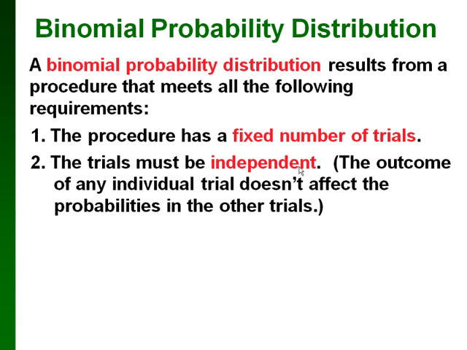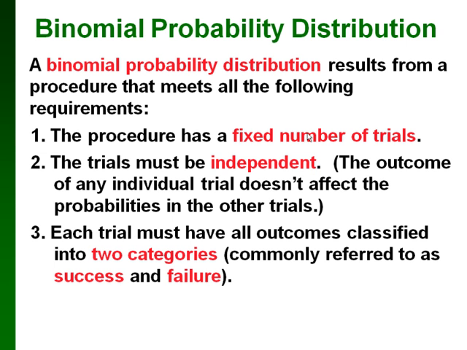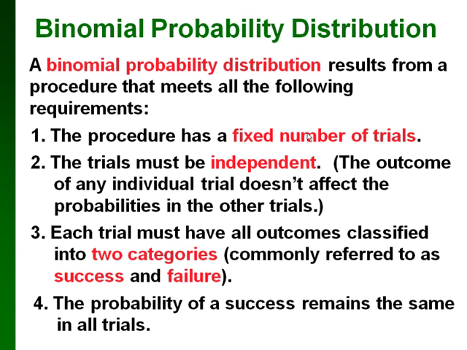For example, if you're doing something like pulling names out of a hat, if you don't replace the names after you pull them out, then the trials wouldn't be independent. In the second draw, you wouldn't have as many names as you did in the first draw. Each trial must have all outcomes classified into only two categories. And in statistics, we refer to these as success and failure. And the probability of a success has to remain the same in each trial.